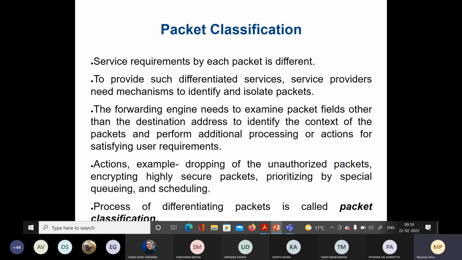Those will be specified in the form of some rules, and with the help of these we need to classify the packets. So this process of differentiating packets is called packet classification.